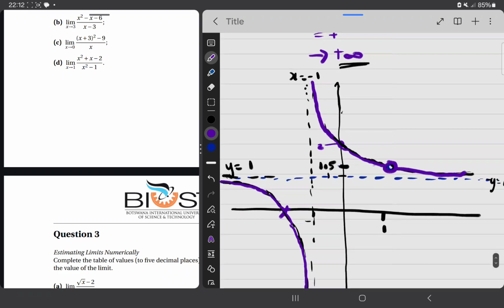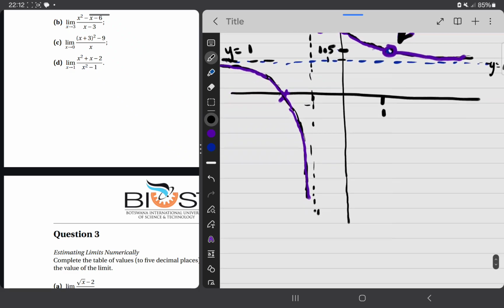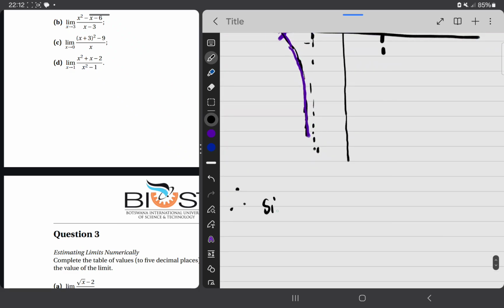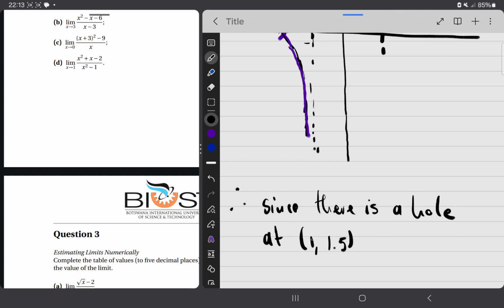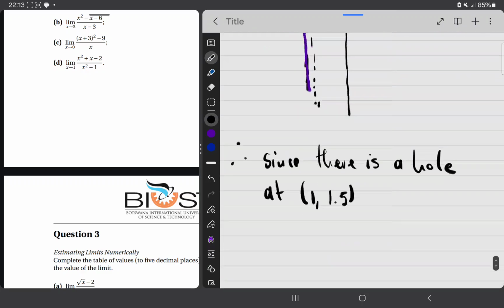So we've done the graph, and we have seen that at the y value of 1.5, that is where we have our hole, and that is where we talk about our limit. We are approaching this 1.5, the value of y, but we are never going to attain it. We are going to jump it. So we can say, therefore, since there is a hole at (1, 1.5), we have seen that we are approaching it from both sides. We'll be approaching the y value of 1.5.